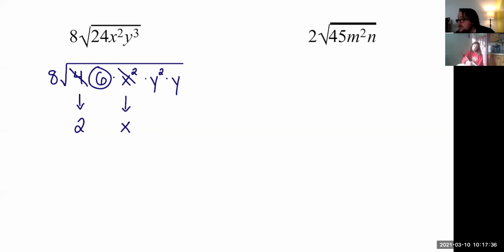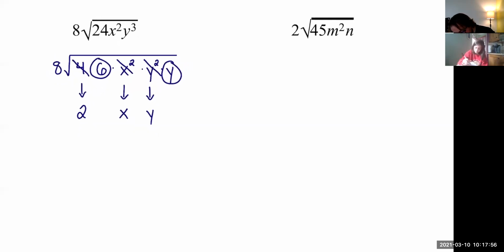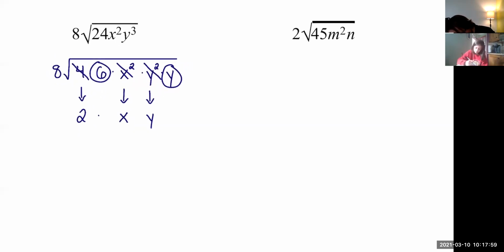Can I take the square root of y squared? Yes. What is it? Just a y. So it's gone. Can I take the square root of y? No. Can I break it down any further? No, there's only one of them there, so it stays as well. So as I go through and clean this up, I am pulling out a 2, an X, and a Y, and those will also have to multiply with the 8 that was already sitting there.